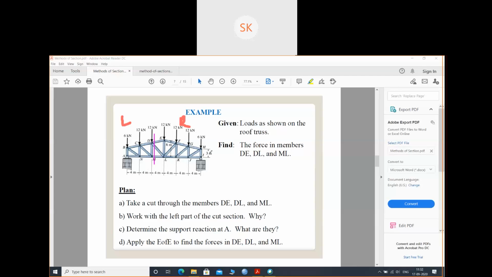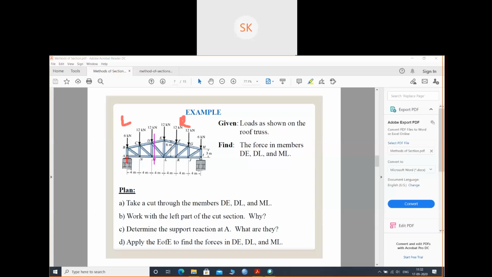If I come from the other part, I have to find forces in more members, which is not required, because I have not been asked to find those members. But if I come from the left side, if I find some forces in these members, then I'll come to know the forces in this member. So this part will be easier and less time consuming. That's why I'm starting with the left part. Hope this part is clear.